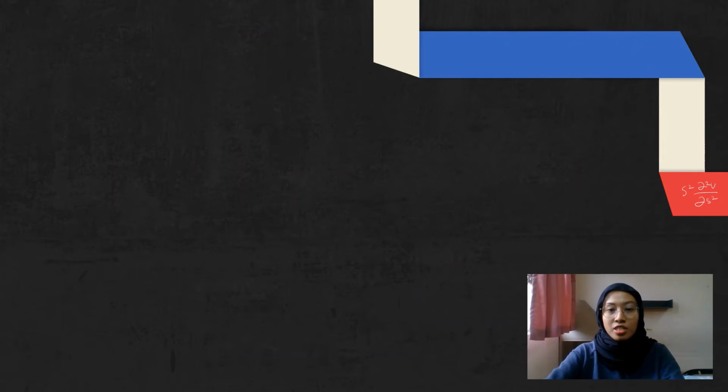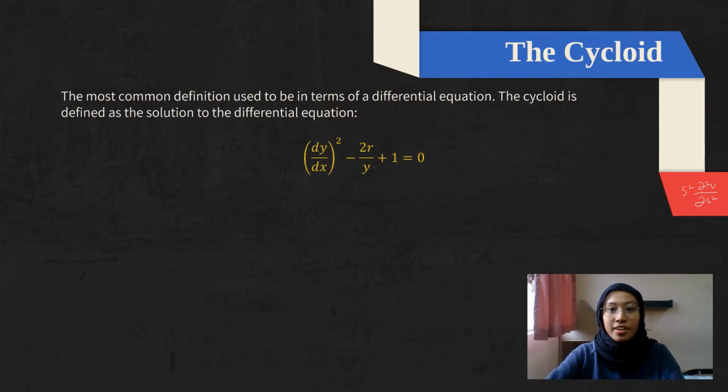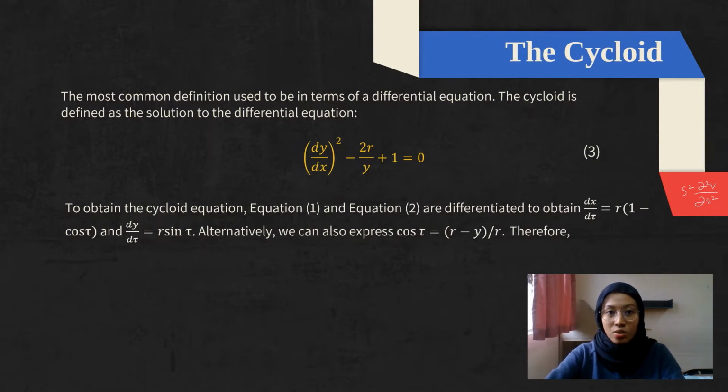The most common definition used to be in terms of a differential equation. The cycloid is defined as the solution to the differential equation shown in equation 3. To obtain the cycloid, equations 1 and 2 are differentiated to obtain dx over d tau is equal to r(1 minus cos tau) and dy over d tau is equal to r sin tau. Alternatively, we can also express cos tau is equal to (r minus y) over r. Therefore, the cycloid shown in equation 4 satisfies equation 3.